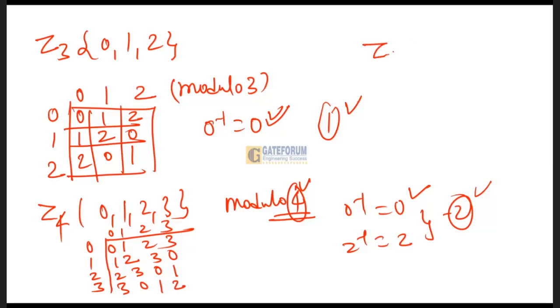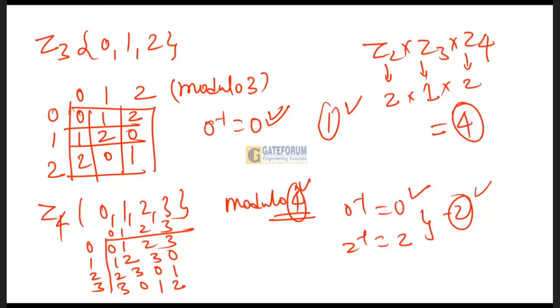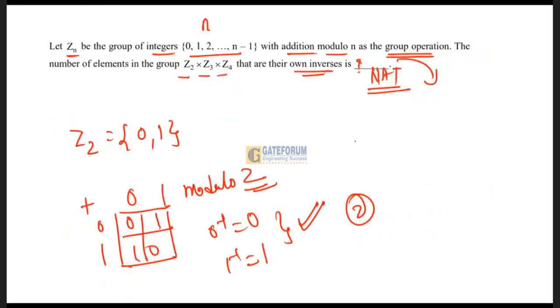So for Z2 × Z3 × Z4, how many entries from Z2? 2. From Z3? 1. From Z4? 2. So 2 × 1 × 2 is 4. The correct answer of this NAT problem is 4. We are going to get 4 such elements which have their own inverse in Z2 × Z3 × Z4 for this particular question. 4 is the correct answer. I hope it is clear.